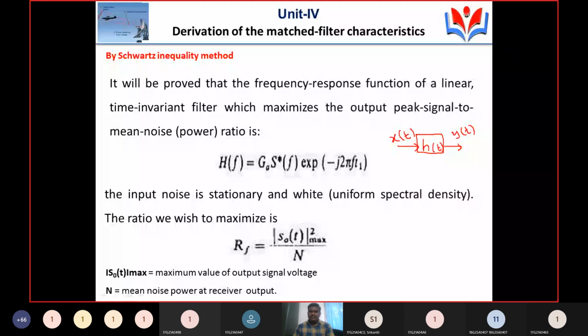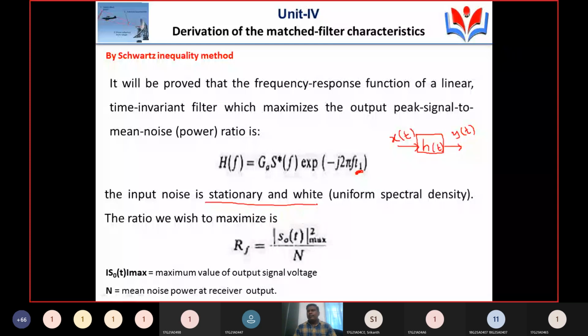Right, let it be. If you want this y of t to be a maximum, it should have a maximum peak. When it has the maximum peak, that is nothing but t1. At an instant t1, we expect that the signal power will be maximum. And the noise present in the received signal is stationary and white noise. We know what is meant by stationary and what is meant by white noise, which will have uniform spectral density.